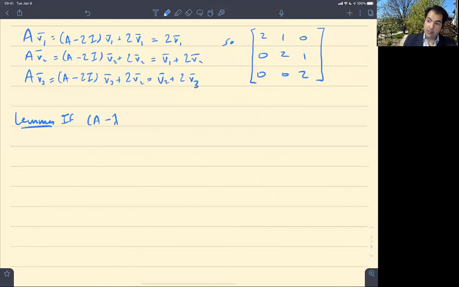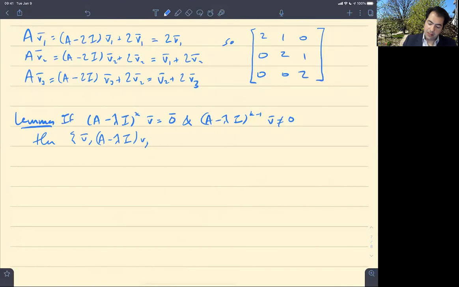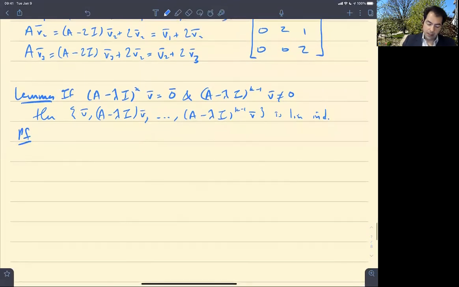So if (A minus lambda times the identity) to the K applied to the vector V is 0, and (A minus lambda times the identity) to the K minus 1 applied to the vector V is not equal to 0, then the set, this is known as a Jordan chain, V and then (A minus lambda I) V, and then corresponding powers up to (A minus lambda times the identity) to the K minus 1 of V, is linearly independent.